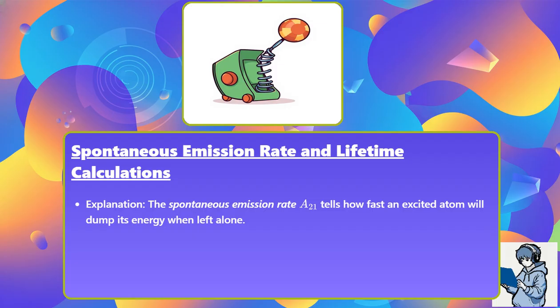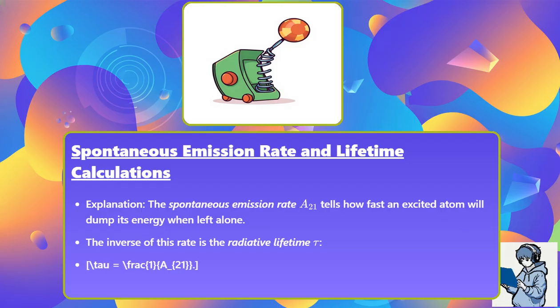Explanation: the spontaneous emission rate A21 tells how fast an excited atom will dump its energy when left alone. The inverse of this rate is the radiative lifetime tau. Tau equals 1 over A21.